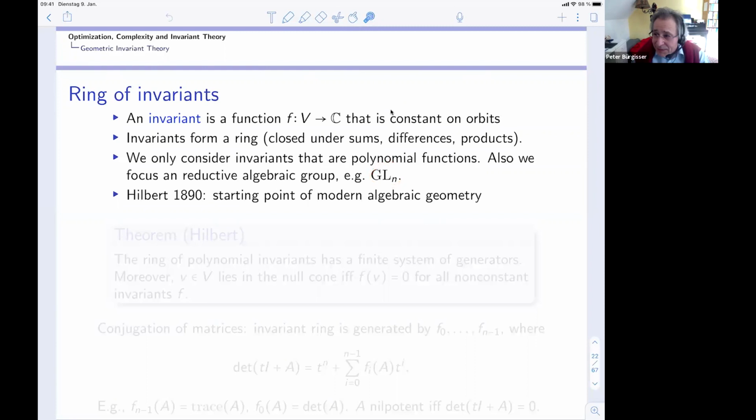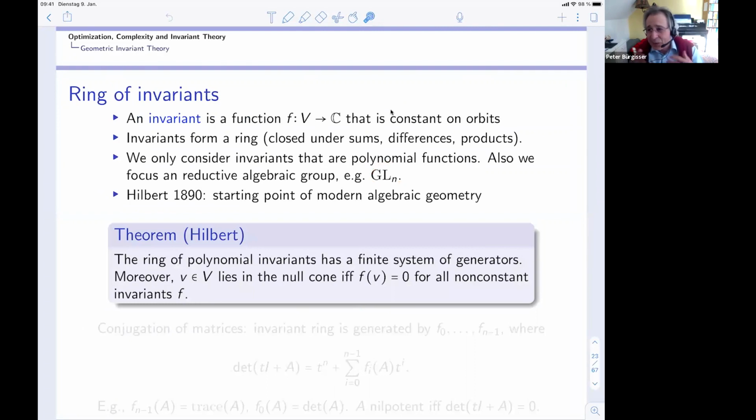Hilbert, in 1890, wrote two papers that were very influential, actually the starting point of modern algebraic geometry. They were about invariant theory, and one of the theorems he proved was his finiteness theorem. He proved that for GL_n, the ring of polynomial invariants has a finite system of generators. And it also comes out that a vector V lies in the null cone if and only if V is a zero of all invariants that are not constant, because you have to exclude the constant one. So the null cone is the zero set of all non-constant invariants.